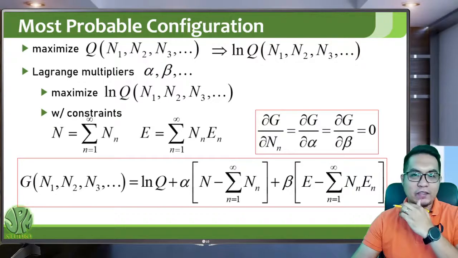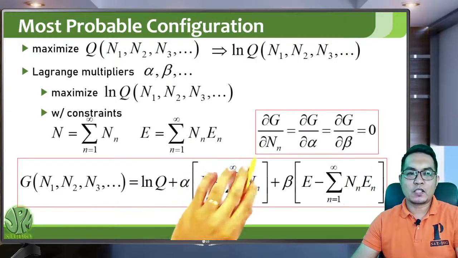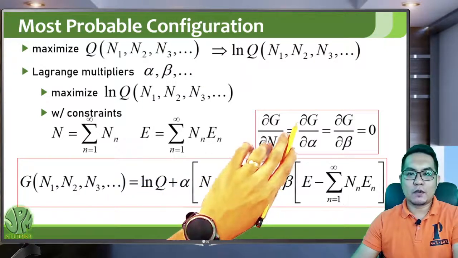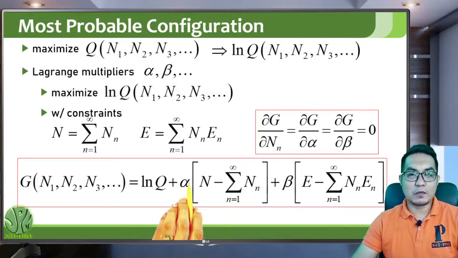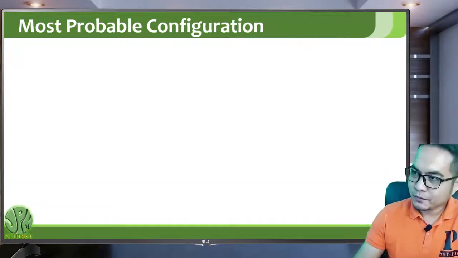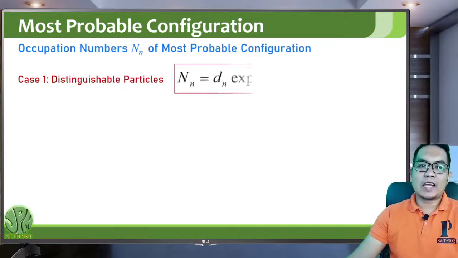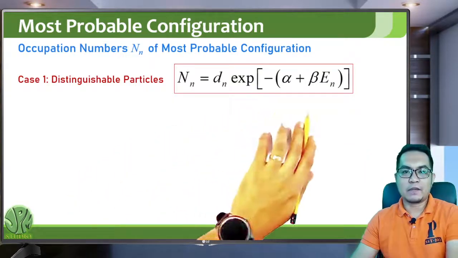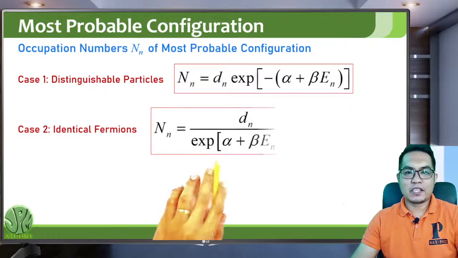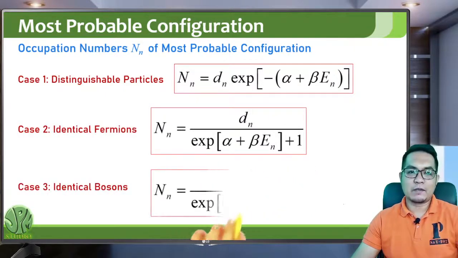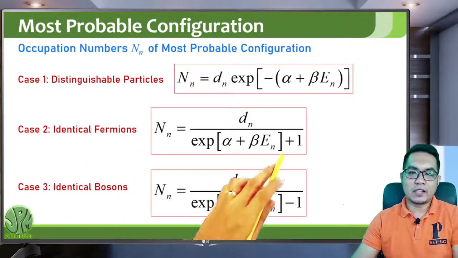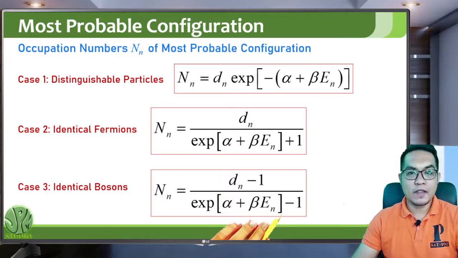So use the first derivative test, which means the derivative of g with respect to our occupation numbers n1, n2, n3 must be 0, and its derivative also with respect to the Lagrange multipliers alpha and beta must also be equal to 0. So using that, we can actually obtain the most probable occupation numbers, n sub n. So for the distinguishable particles, it's given by this one. For the identical fermions, it's given by this equation. And for the identical bosons, it's given by this equation. The difference between the identical fermions and bosons is that in the denominator, it's plus 1 for fermions, minus 1 for bosons.